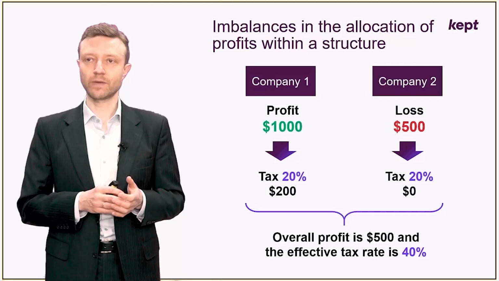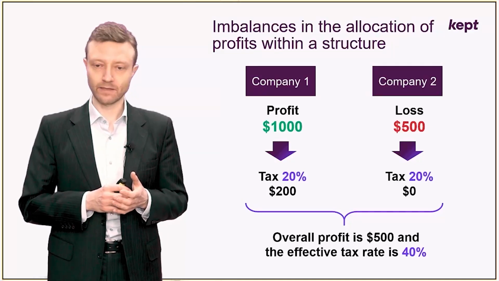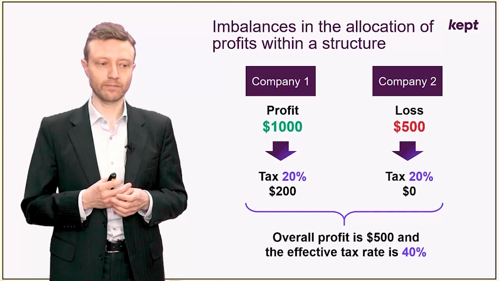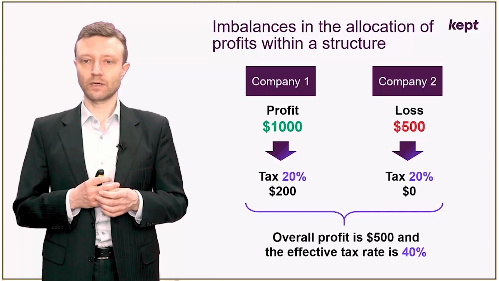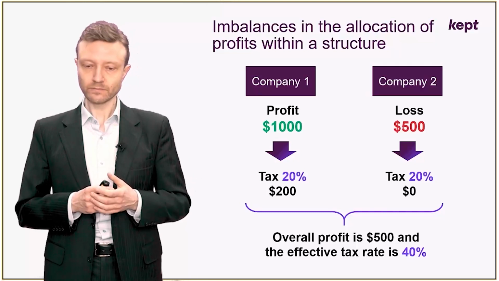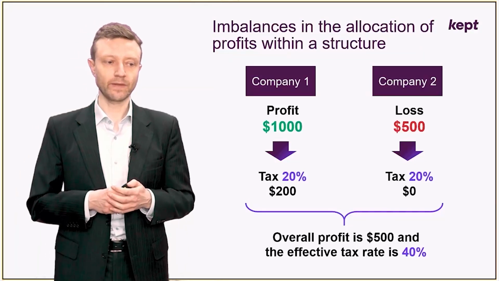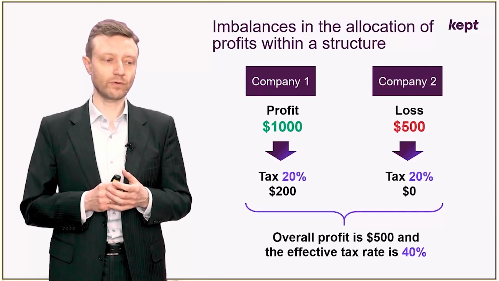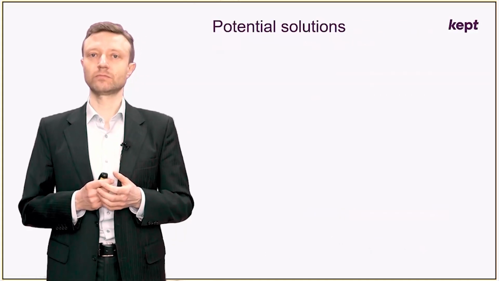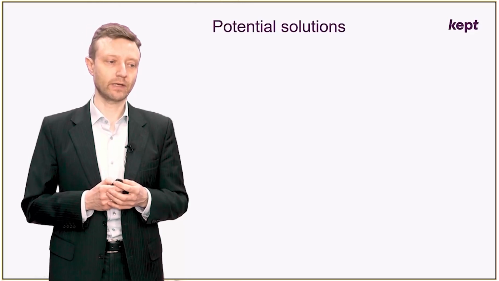Obviously, situations may occur where such imbalances are unavoidable, and there are transfer pricing considerations where it is impossible to avoid losses in a particular legal entity. But still, it's necessary to remember that in a complex structure where there are multiple legal entities, it is important to avoid situations like this to the extent possible, obviously. What are potential solutions? How can these imbalances be avoided?